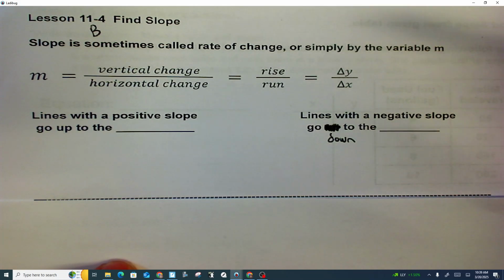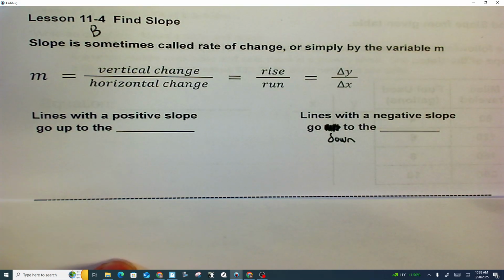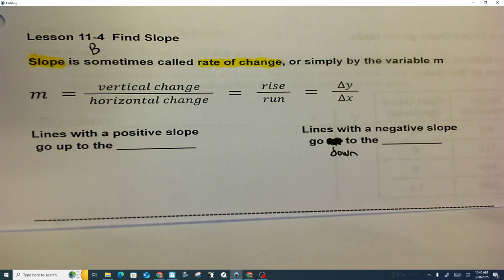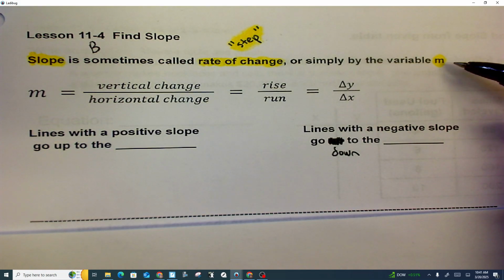Hey folks, let's take a look at lesson 11-4b, finding slope. Slope is sometimes called the rate of change. It's the exact same thing. And that's what we learned previously was called step, right? That was my made up name for it. But it can also just be called m, okay?